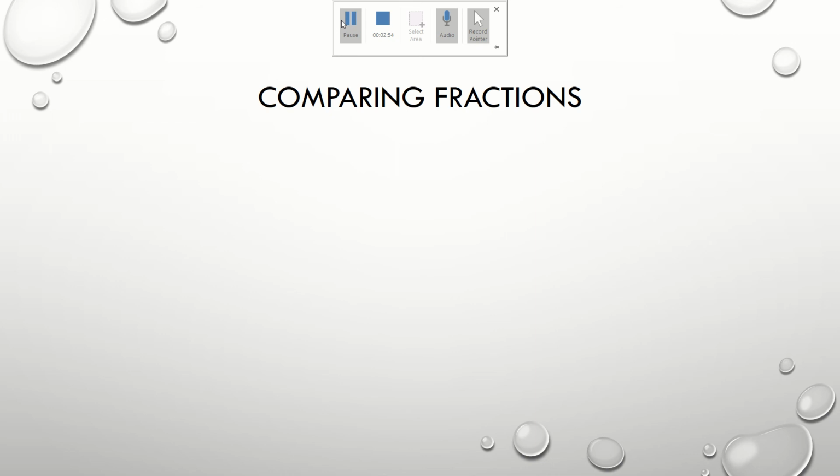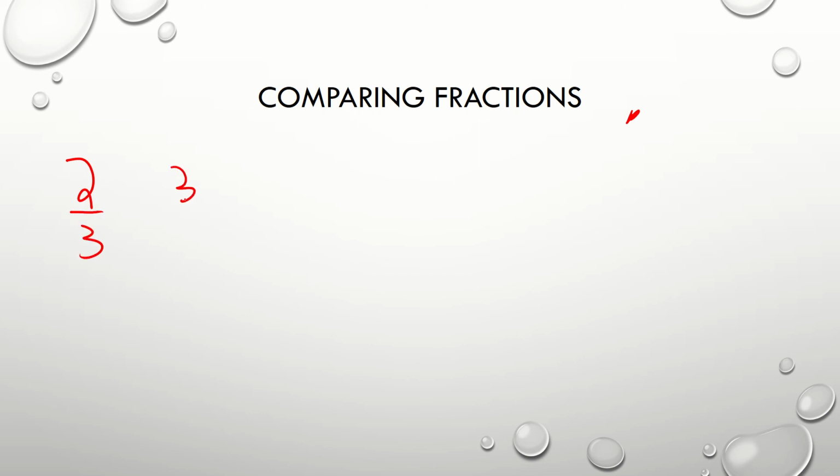So now what we're going to do is look at fractions with two different denominators. Let's do a normal fraction first. Let's go 2 over 3 and 3 over 4. To compare these, our first step is to see that the denominator is not the same. So we can't compare this yet.